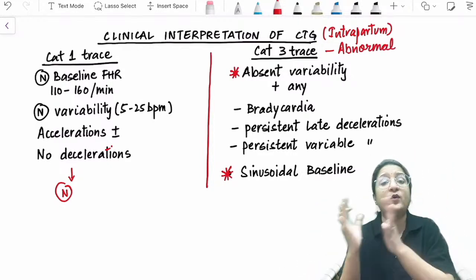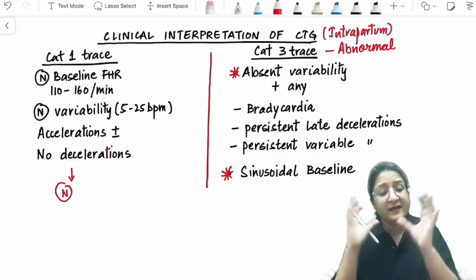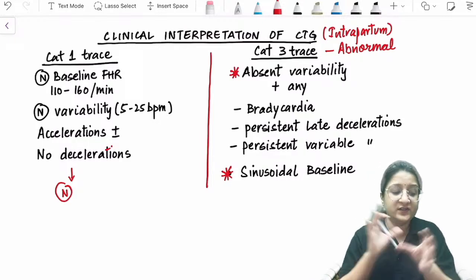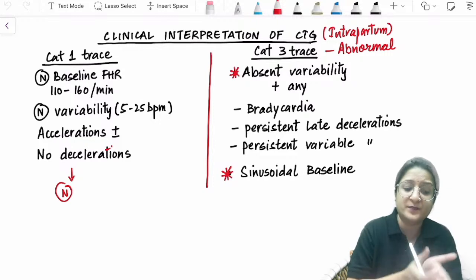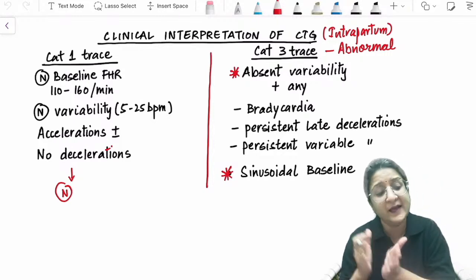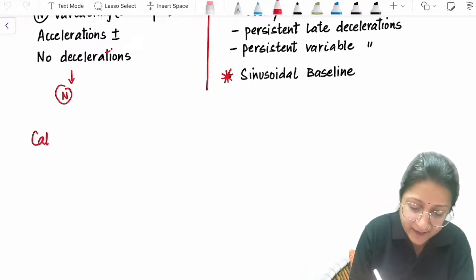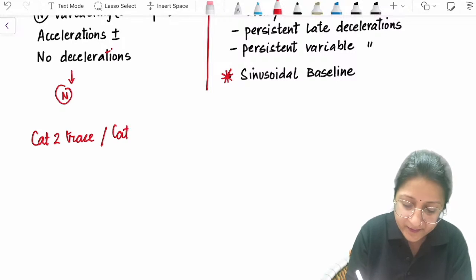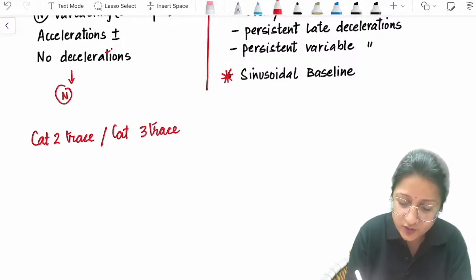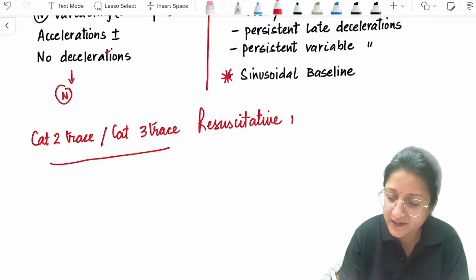Okay, that is why it is important to remember all the rest of the permutation combinations; they are in category 2, which is a very broad category. So you don't need to remember that, but at least know what is absolutely normal and what is absolutely abnormal, right? So whenever we have a category 2 trace, or let's say a category 3 trace, in those situations we have to put certain resuscitative measures in place.